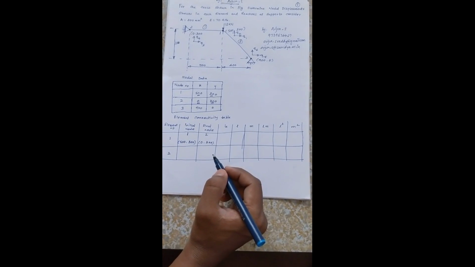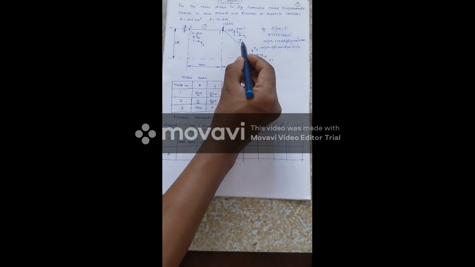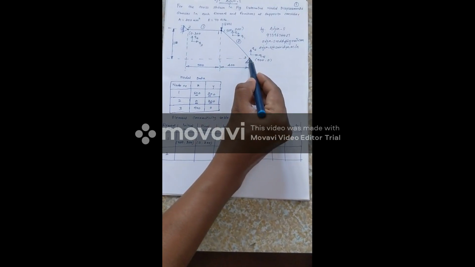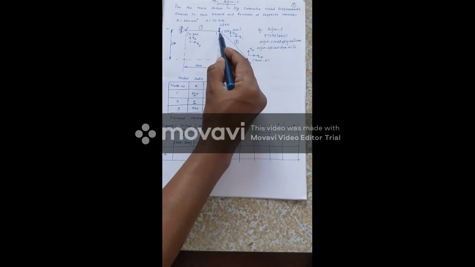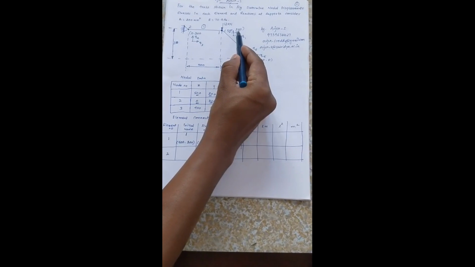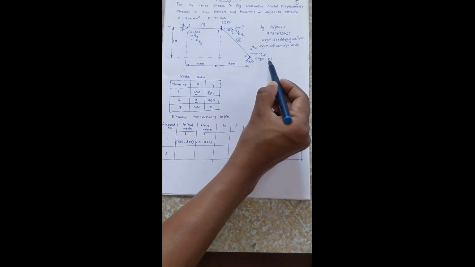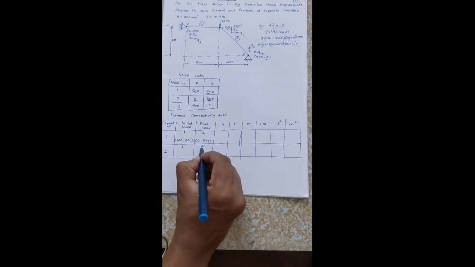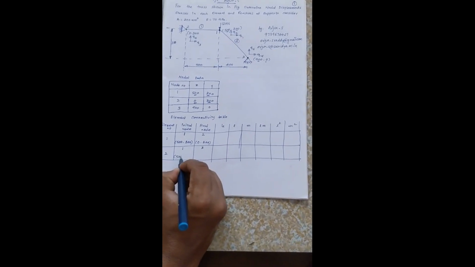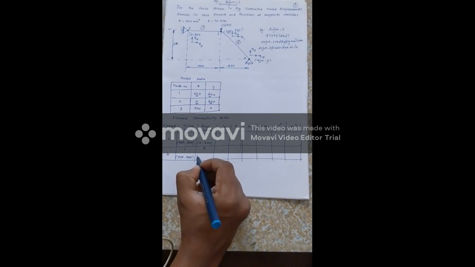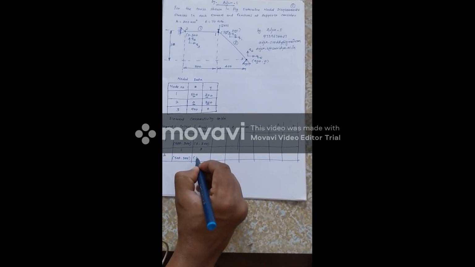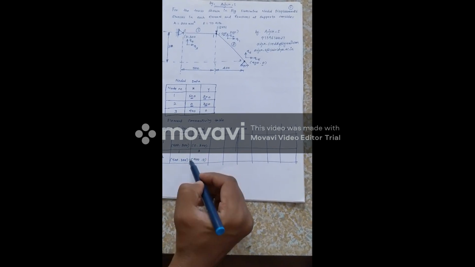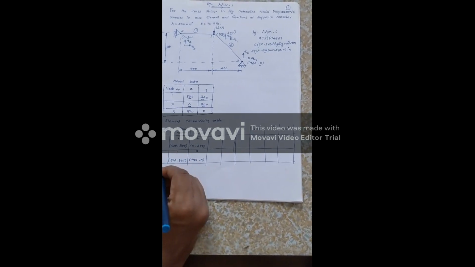element 2. If we consider element 2, the starting node is node 1 and the ending node is node 3. Starting node coordinates are 500 comma 300 and ending node 3 coordinates are 900 comma 0. So these are the initial node and final node for element 1 and element 2 respectively.